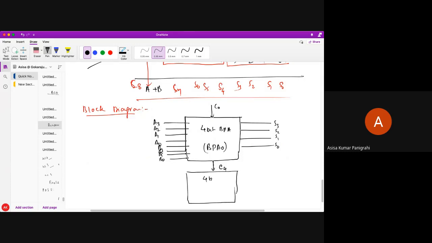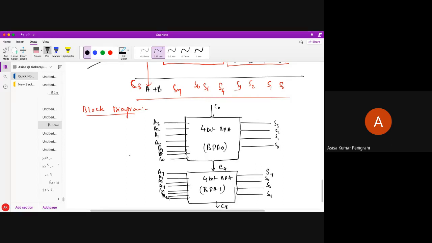So this is my 4-bit BPA, which I have named BPA1, and this generates the sum of 4 bits, and finally the carry out of C8. And what are the input bits? The input bits are A7, A6, A5, A4. Similarly, B7, B6, B5, B4. And it generates the sum S7, S6, S5, S4. So these are the things you need to design.